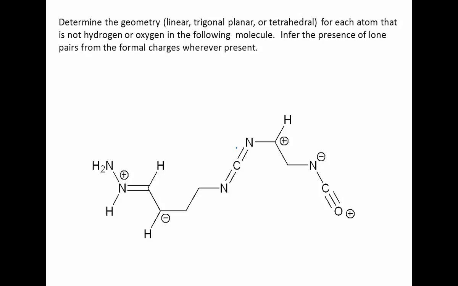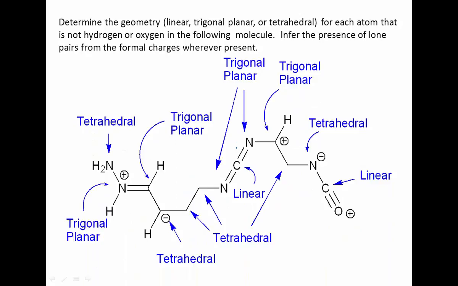Okay, so what you want to do is for each of these atoms, look at the number of attached atoms plus lone pairs, and that will tell you the geometry. Okay, so the answer here, I'll just start from the end here, is that this nitrogen is tetrahedral. It's got two hydrogens, a nitrogen, and a lone pair. Four things attached to that one, so that's tetrahedral.